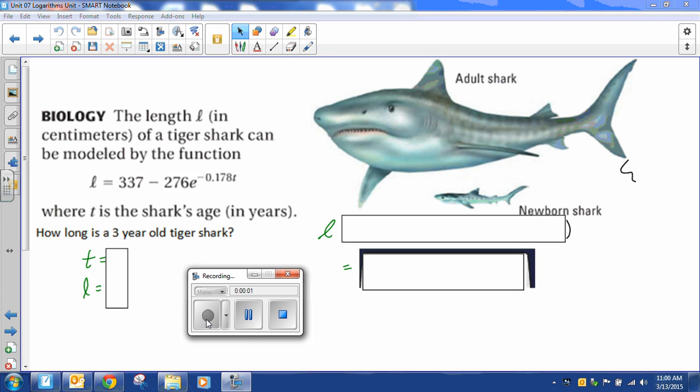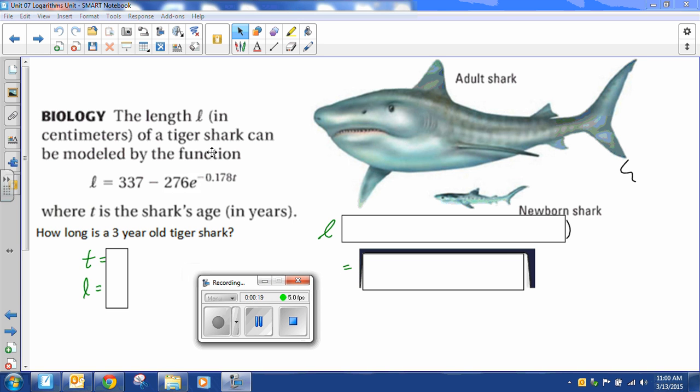In this lesson, we're going to learn how to use logarithms and natural logarithms, ln, to undo base e and exponentiation to get variables in the exponent by itself.